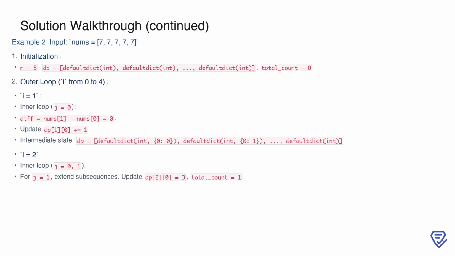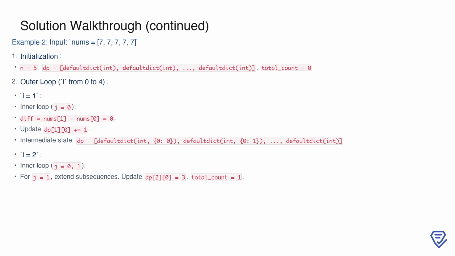Now, consider another example with input nums equals [7, 7, 7, 7, 7]. After initializing n, dp, and total_count, we start iterating. For i equals 1, we calculate the difference between nums[1] and nums[0], which is 0. Since no subsequences exist yet, we simply update dp[1][0] to 1 to account for this new subsequence.